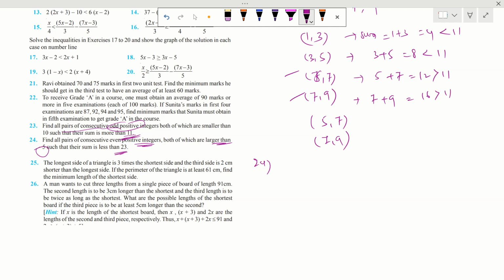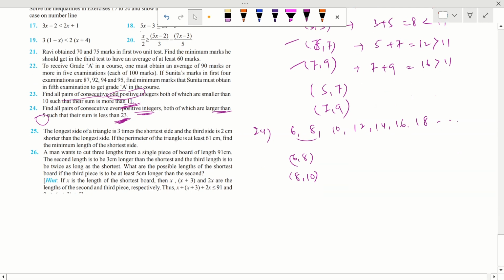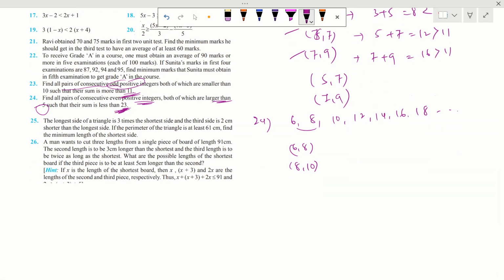So even numbers greater than 5 are 6, 8, 10, 12, 14, 16, 18, and so on. These are the positive even numbers greater than 5, and the sum of the pair should be less than 23. So if you take the pair 6 comma 8 and 8 comma 10, then the sum should be less than 23. If we add these two, 6 plus 8 is 14.